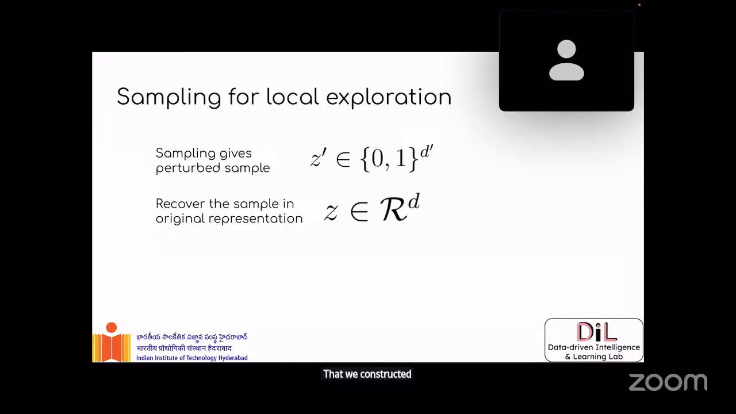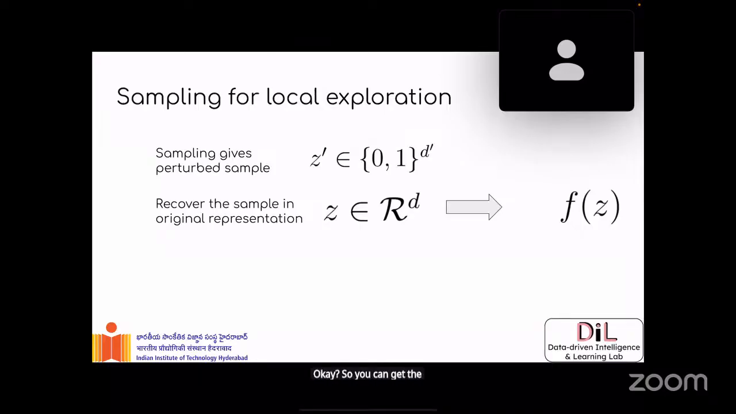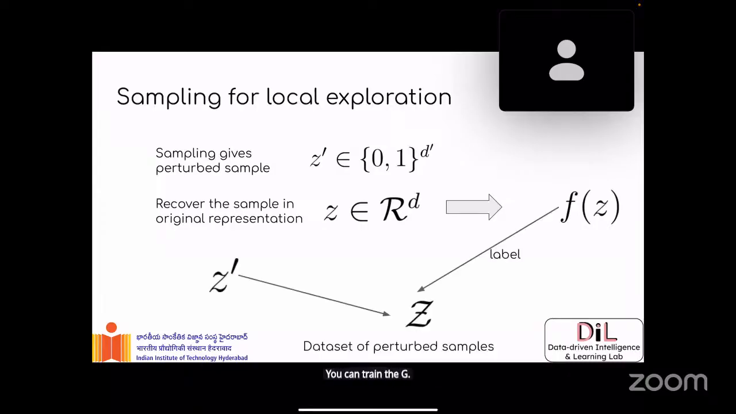Once you have this Z prime, you can pass it through the black box algorithm to predict the label. Okay, so you can get the F(Z), which is the label. Now you have a lot of Zs and F(Z)s. You have the data set now. You can train the surrogate model G, small g.